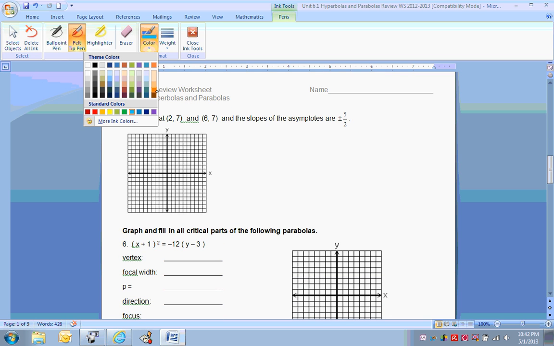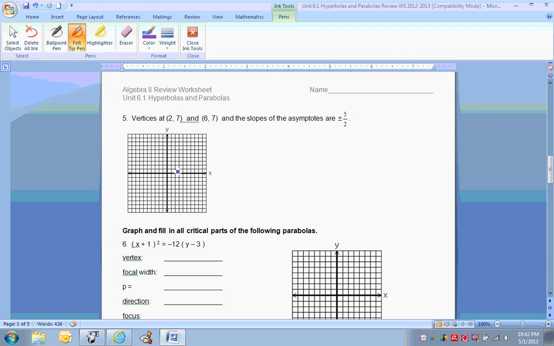Still on hyperbolas. So we're going to plot my vertices at (2, 7) and (6, 7). And I know that my center is going to be halfway between those, so my center is going to be at (4, 7). My A value is the distance from my center to my vertices, so that's 2. My B value we need to find, and we need to figure out if it's horizontal or vertical. Well, my vertices are left and right, so it's horizontal.